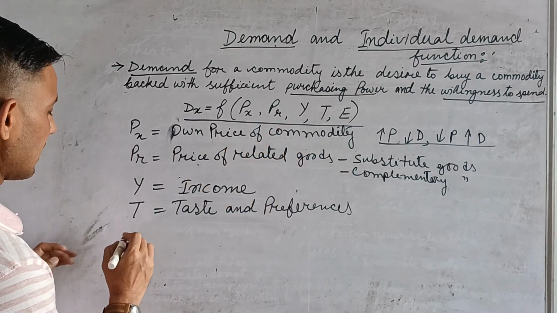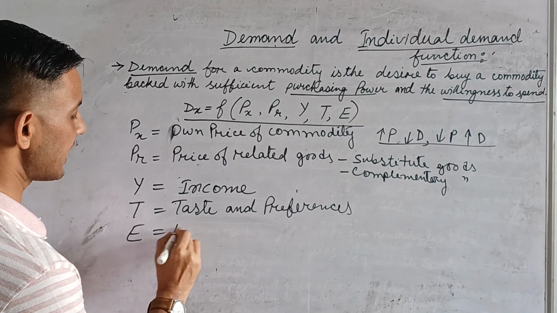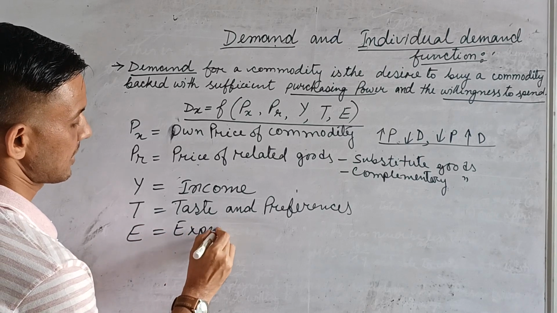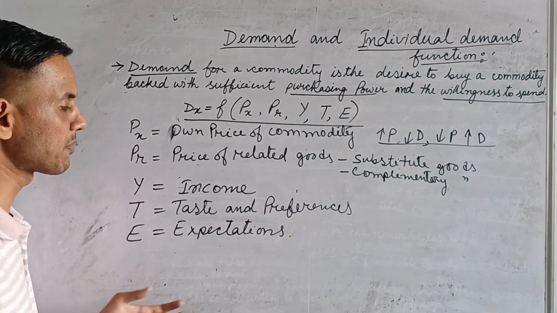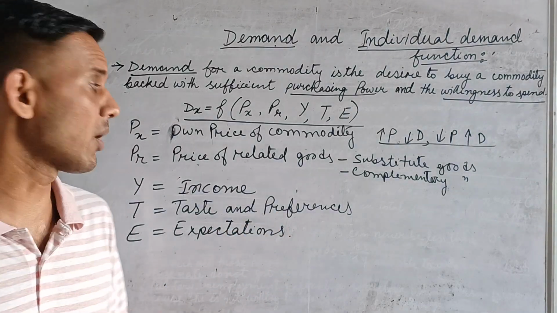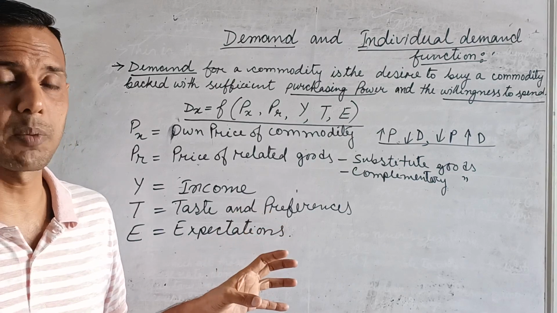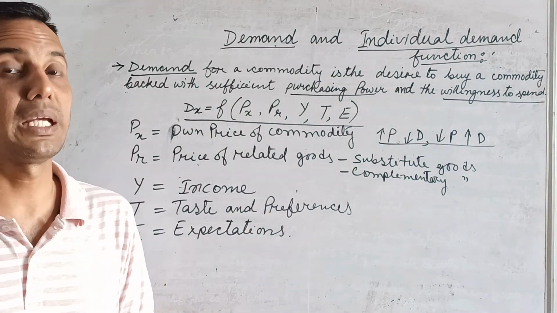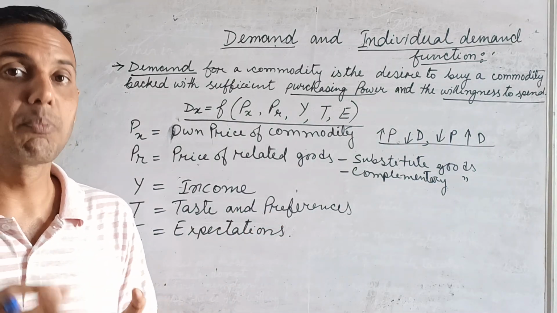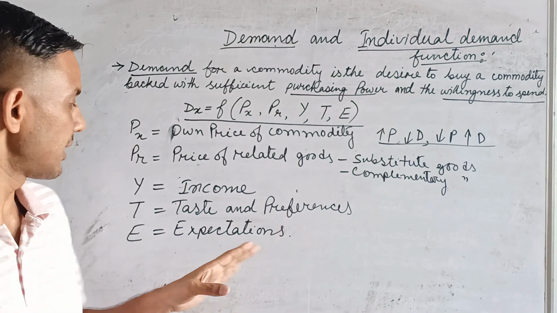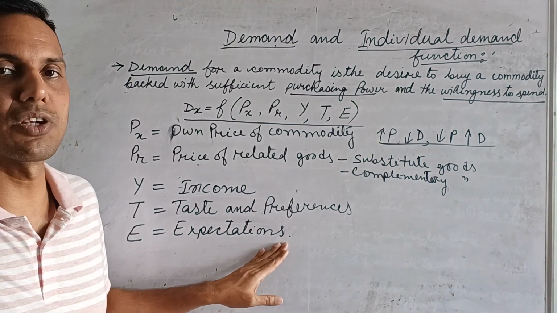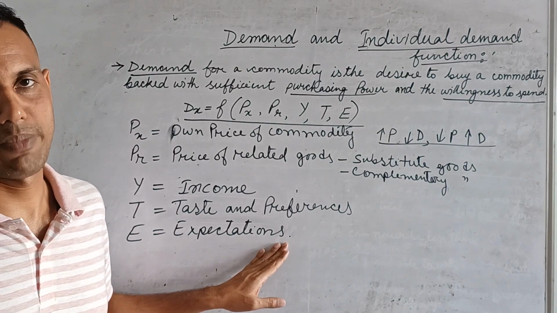And the last is E. E means expectations. Suppose you fear that in future the price of a product may increase, and the product is important for you. Then you will try to buy more. So this type of expectation can determine your demand.